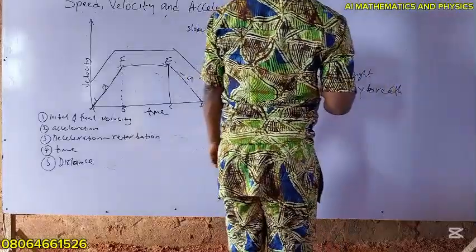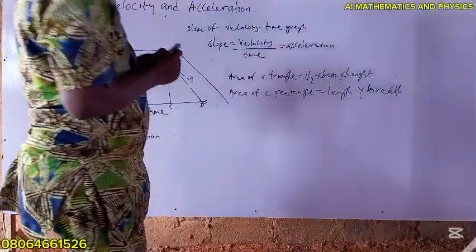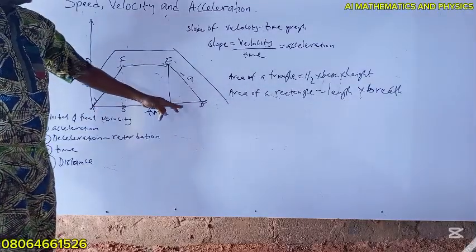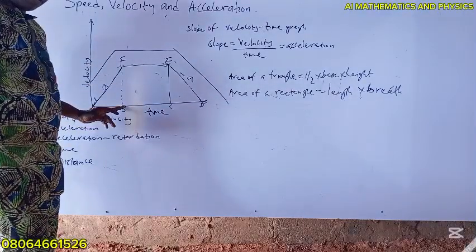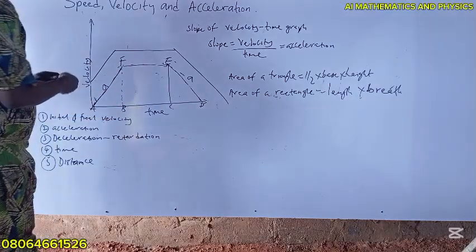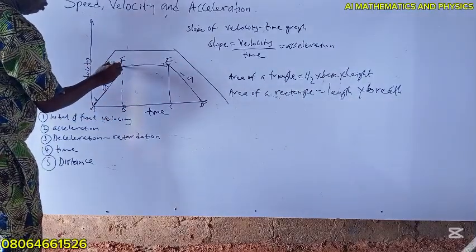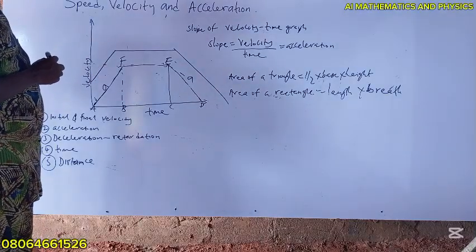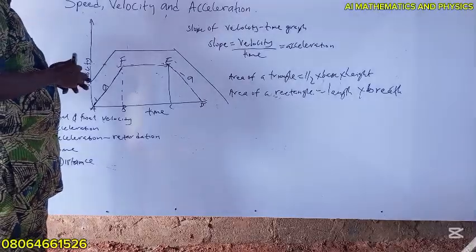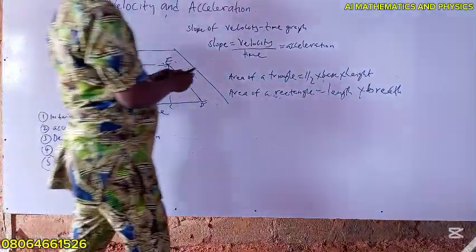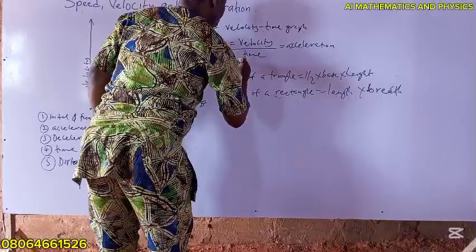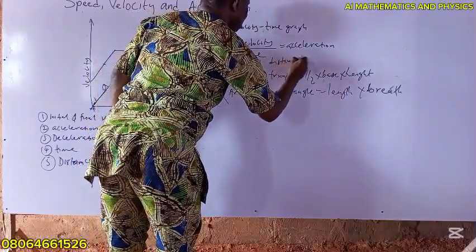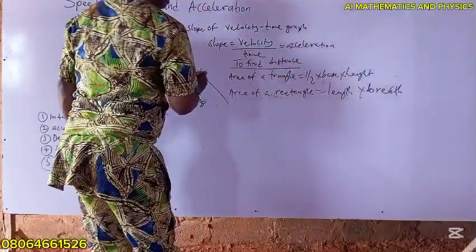So you can see now that we have two triangles here. This is 1, 2. Time will be the base, and height will be the velocity. Base is always time here. Which means, to find distance, those are the things needed.